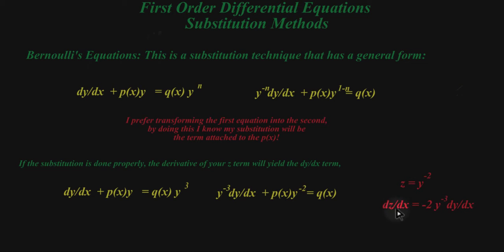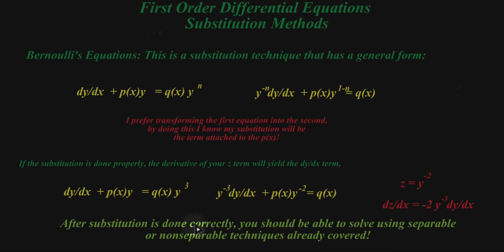And then at that point I can derive this to get what dz dx is, and you can see that here y to the negative 3 is what I have in front of my dy dx. This negative 2 can be divided over here and substituted in for the dy dx term. So y to the negative 3 dy dx is what I want. So I would have a negative 1/2 dz dx in place of that in my equation right here. And this would become p of x times z instead of y to the negative 2.